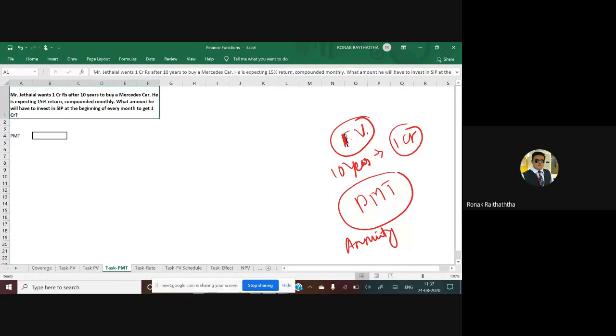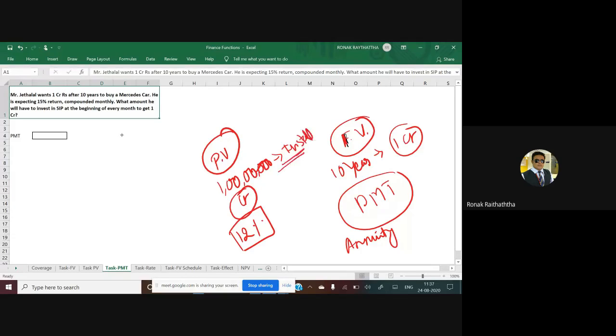Let's take the example of the present value. Say you have taken a loan of 1 crore. This is the loan amount which you have taken, the present value. And you want to find out, sir, if 12% is the interest on the loan which I have taken, then what will be the installment amount? So let's take this kind of example now. Here in this case, Mr. Jethalal wanted 1 crore rupees after 10 years. So that was the future value given to us. Say we are taking the loan right now. Let's take the same example.